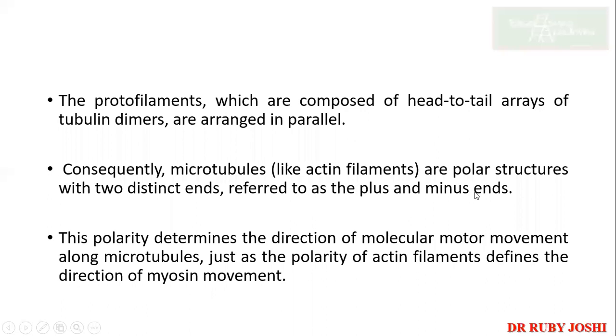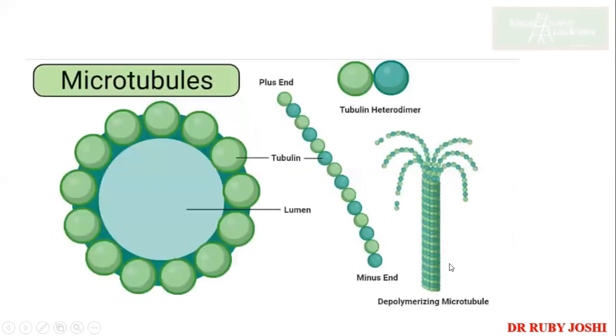Okay, so the protofilaments, which are composed of head to tail arrays of tubulin dimers, are arranged in parallel. So microtubules, like actin filaments, are polar structures, and that's why they have two distinct ends, plus and minus end. The polarity determines the direction of the molecular movement of the motor proteins, just as in the case of the actin filaments, which was myosin. The same way here also we have motor proteins for the microtubules. So again the same thing. We have the plus end and the minus end.